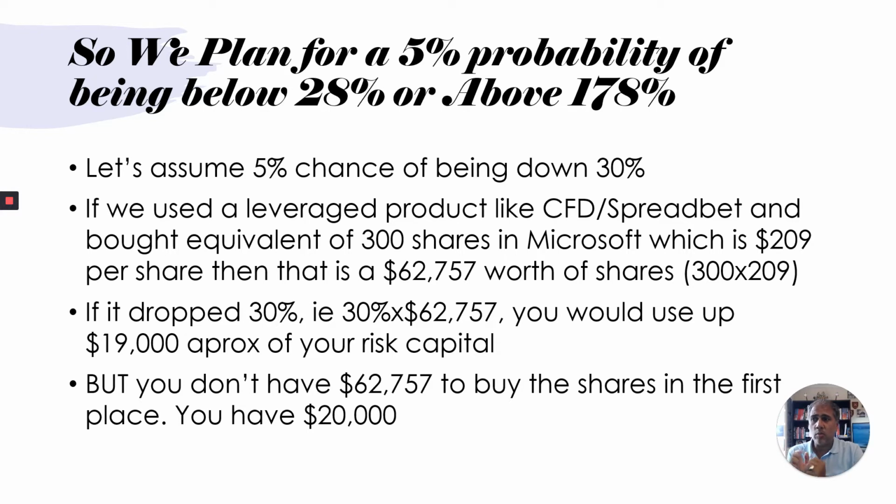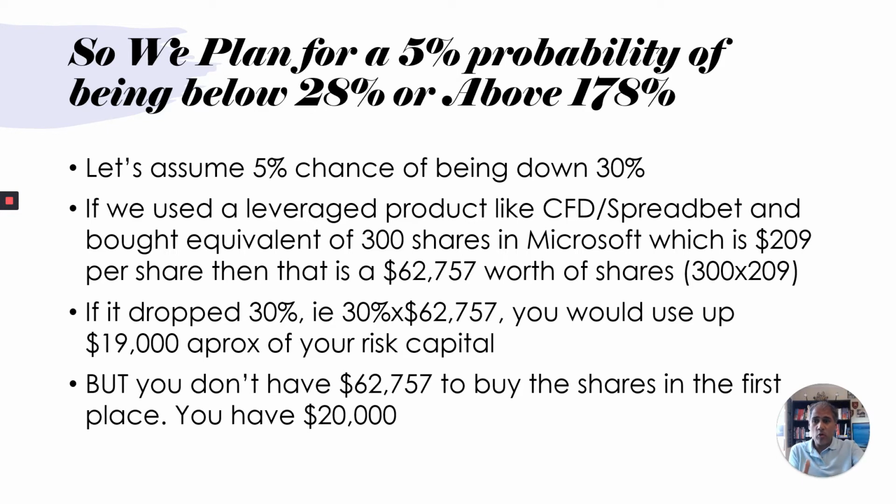Now, if we used a leveraged product like a CFD or a spread bet and bought the equivalent of 300 shares in Microsoft, which is $209 per share at the time of speaking, then that's $62,750 worth of shares we would control. In fact, if we didn't even use a CFD or a spread bet, we just bought the actual shares, that would be $62,757 worth of shares we'd control.